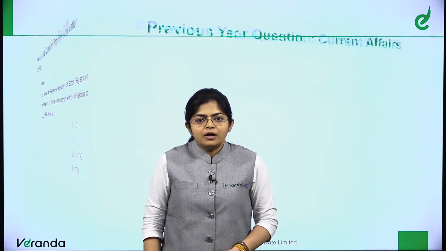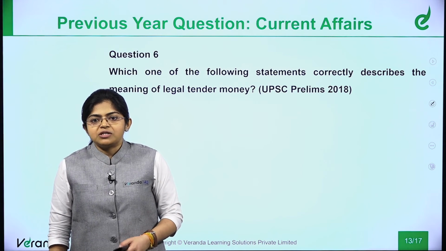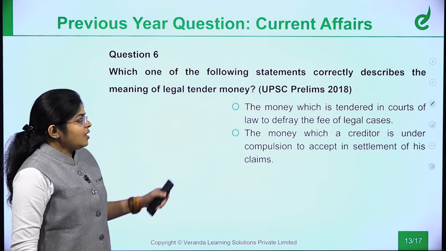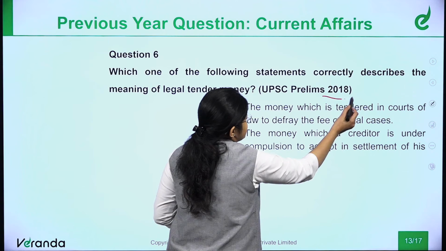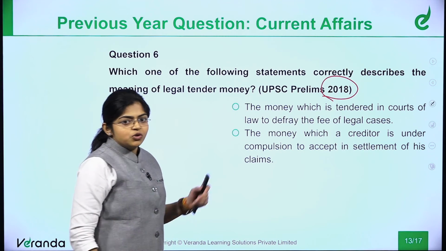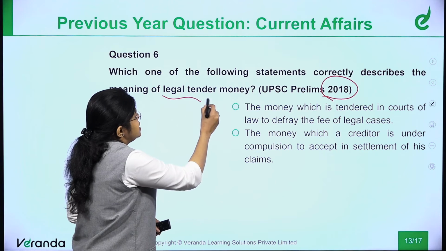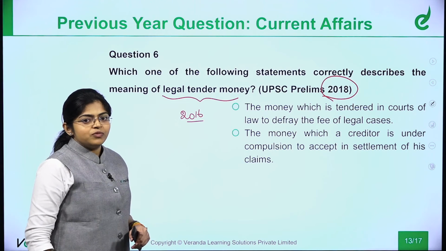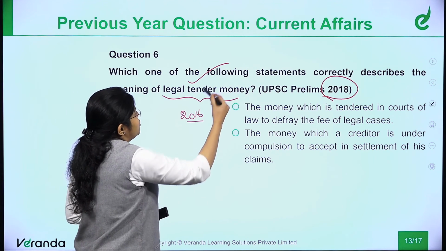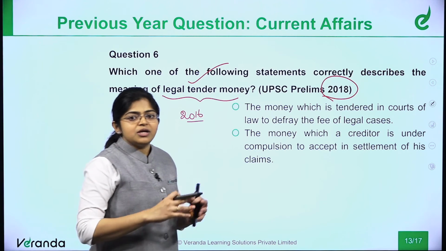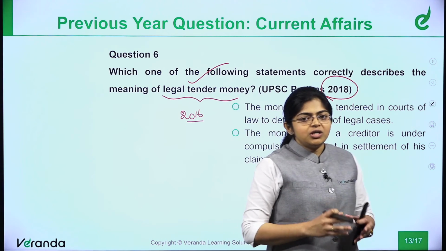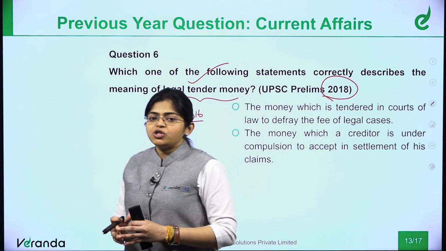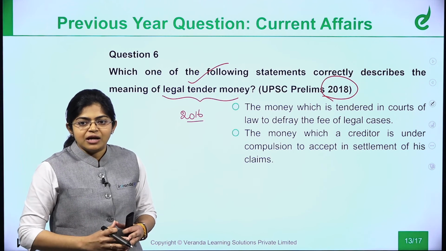Okay. Next, which one of the following statements correctly describes the meaning of legal tender money? Okay. So here I want to say one thing, that this question was asked in 2018. Why this question was asked is because at the end of the year 2016, we had demonetization. So at that time there was a lot of huge debate on what is legal tender money, and all these terms were seen in newspapers very often. Okay. Generally UPSC has this tendency. If the news was in 2016, that is in 17, this question may not be asked that year, but in the next year they generally ask this question.